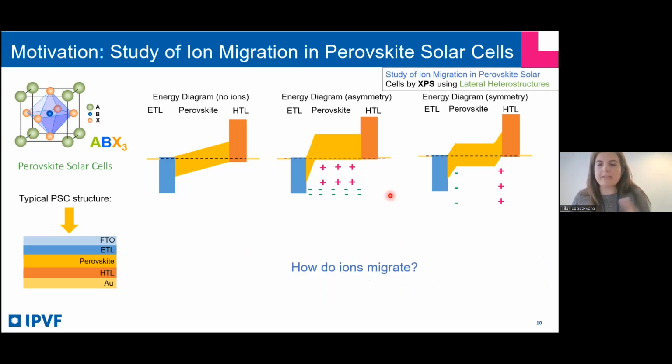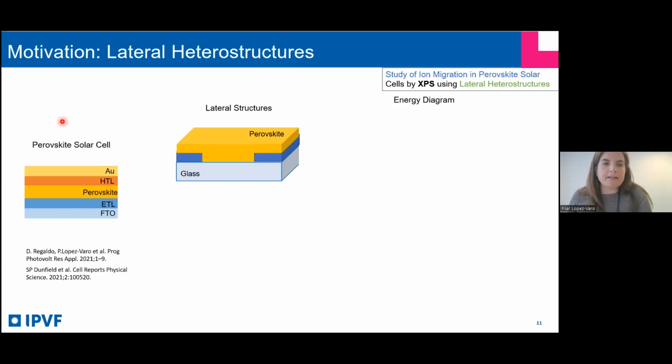However, this is still qualitative, and we don't know exactly how these ions are migrating. We don't know what the scenario is that is happening. We guess, but we are not seeing it. So the point is that we have a stack of layers, and we would like to see the perovskite more directly. So in the literature, in fact, there is a lateral structure that has been used to characterize the device.